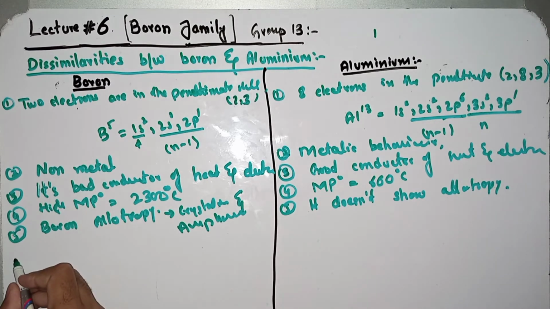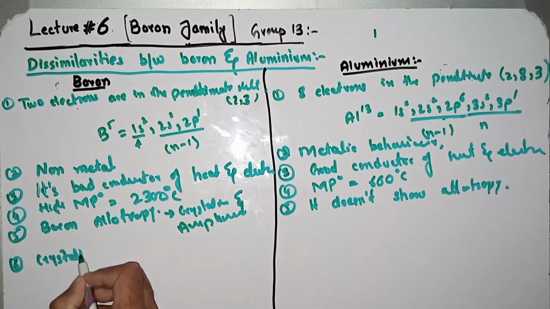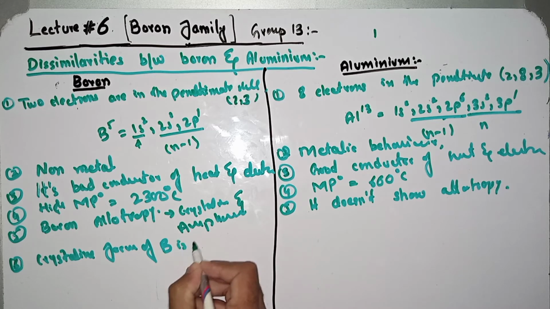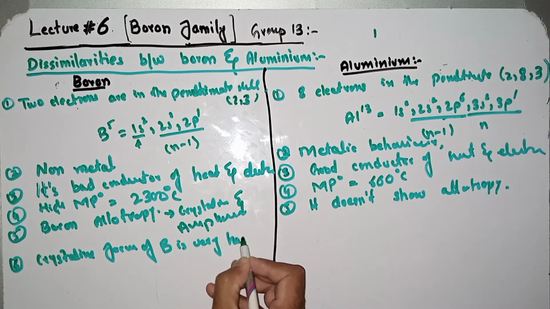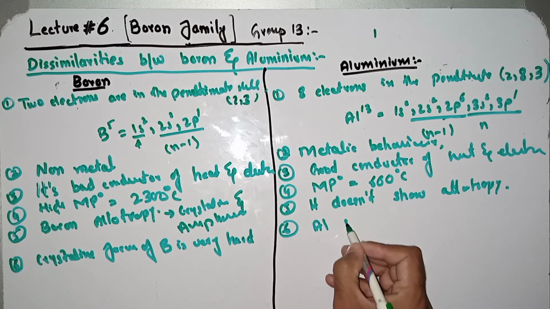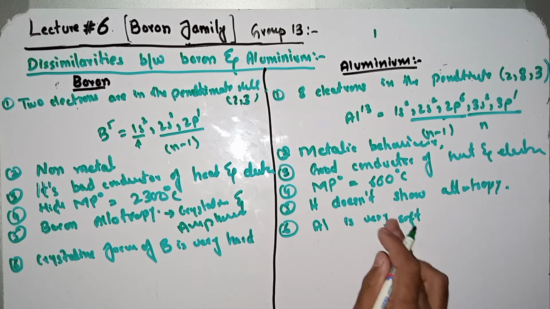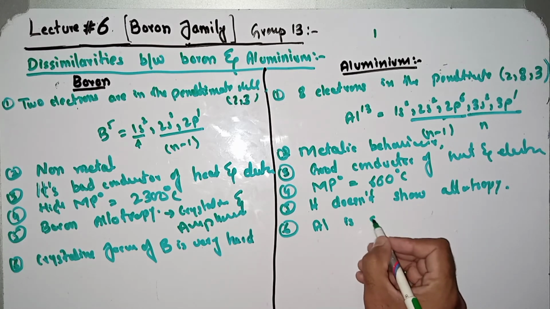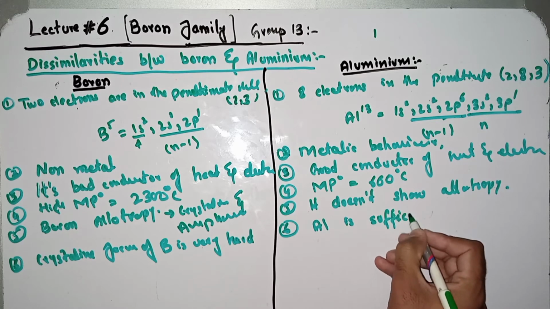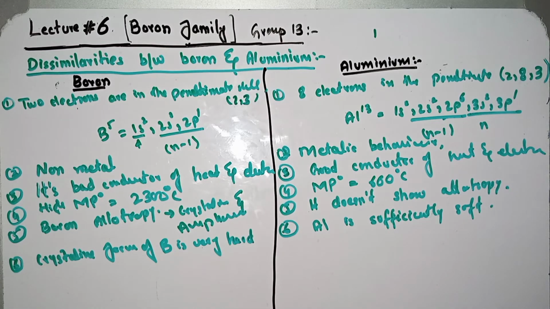The crystalline form of boron is very hard, while aluminum is not hard. Aluminum is soft, not very soft, but sufficiently soft. Aluminum is a sufficiently soft metal.